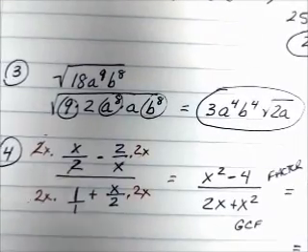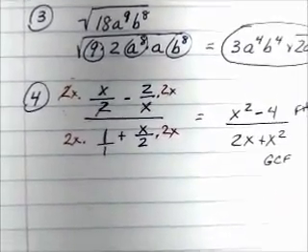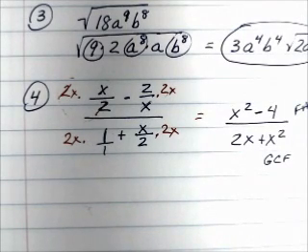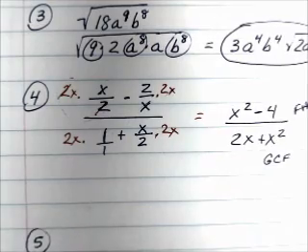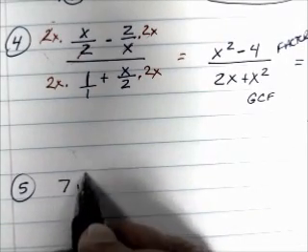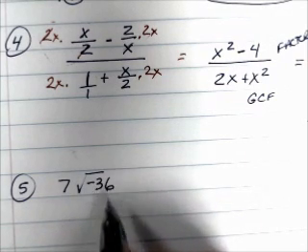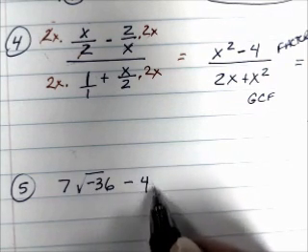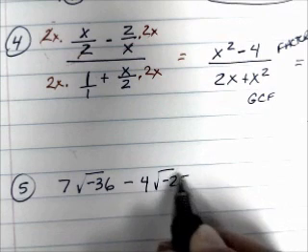Next, let's look at simplifying 7 square root of negative 36 minus 4 square root of negative 25.